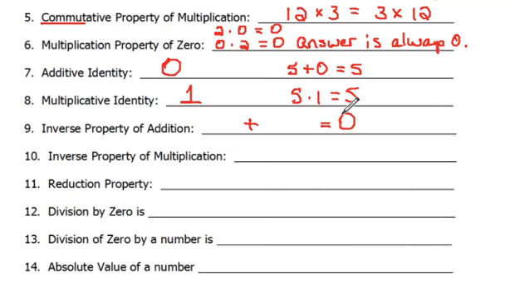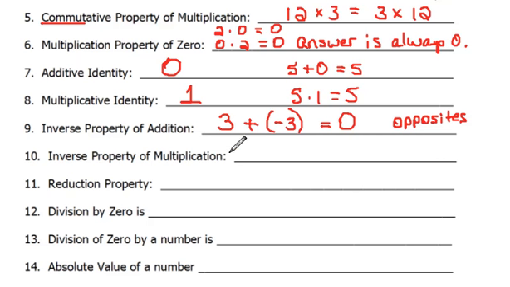So I want to add two things together and end up with the identity for addition, which is 0. Well, let's just pretend that we're adding 3 plus something to get 0. What would that something have to be? Well, it would have to be -3. So inverses for addition we also call opposites. And whenever we say opposites, we mean positive and negative. So +2, -2, those would be inverses for addition.